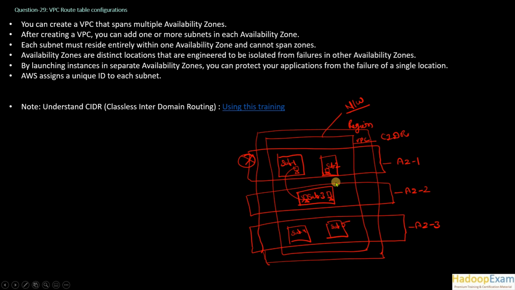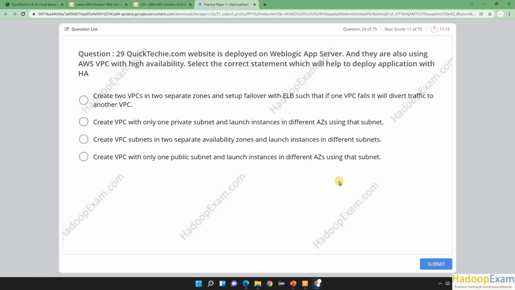Now let's go to the options and see what they say. The first option: create two VPCs in two separate availability zones and set up a failover with elastic load balancers such that if one VPC fails, it will divert traffic to another VPC. What do you mean by one VPC failing? Why do you want to create two VPCs in separate availability zones? You can create a single VPC across availability zones. Why would you do this, unless you don't want to share your IP addresses? So this is not a good choice.